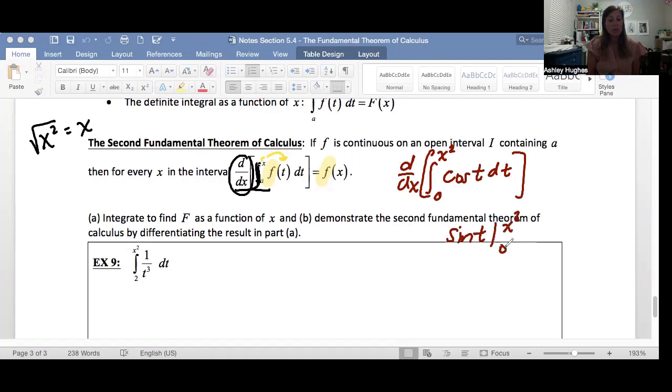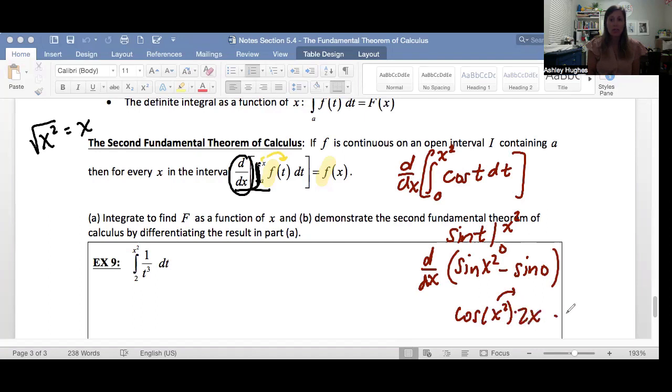And this is my first fundamental theorem of calculus, sine of x squared minus sine of 0. Then I'm going to take the derivative because that's what it says to do. But what's the derivative of sine of x squared? Well, cosine of x squared times the derivative of x squared. There's the chain rule there. Minus the derivative of any constant is 0, because that's already 0. So we have 2x cosine of x squared.